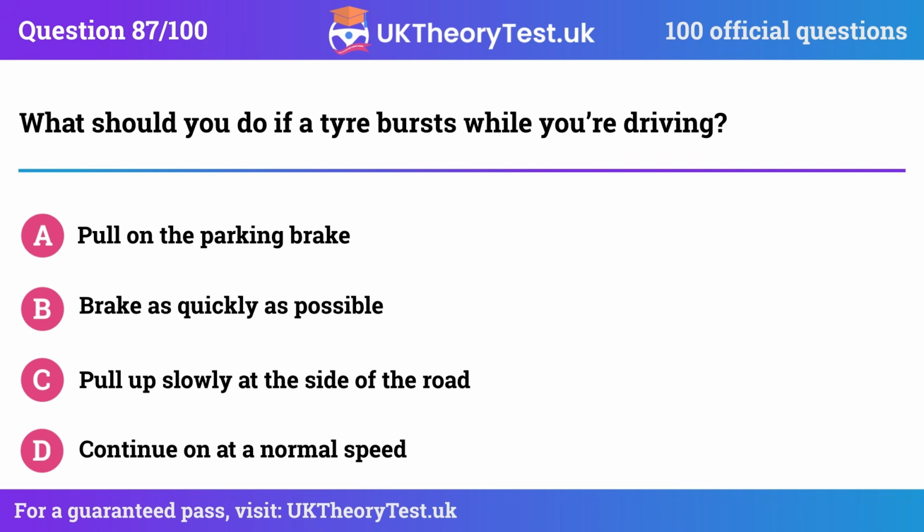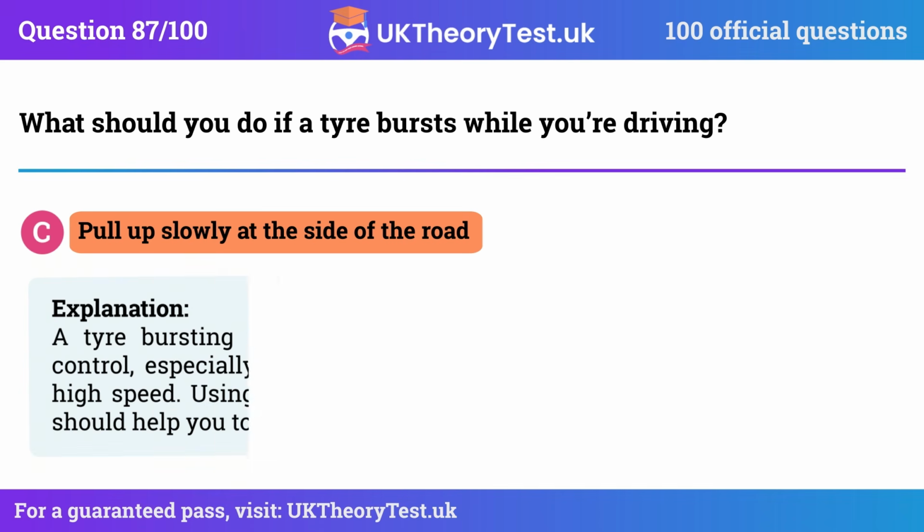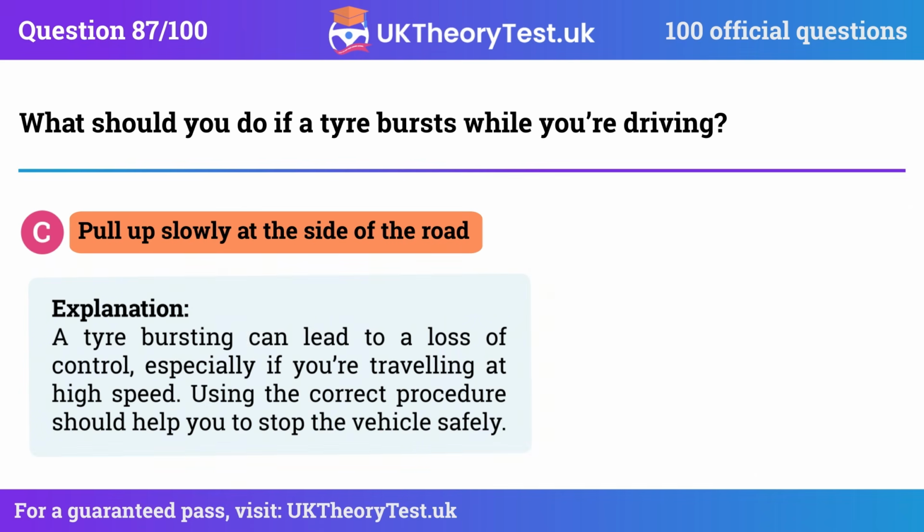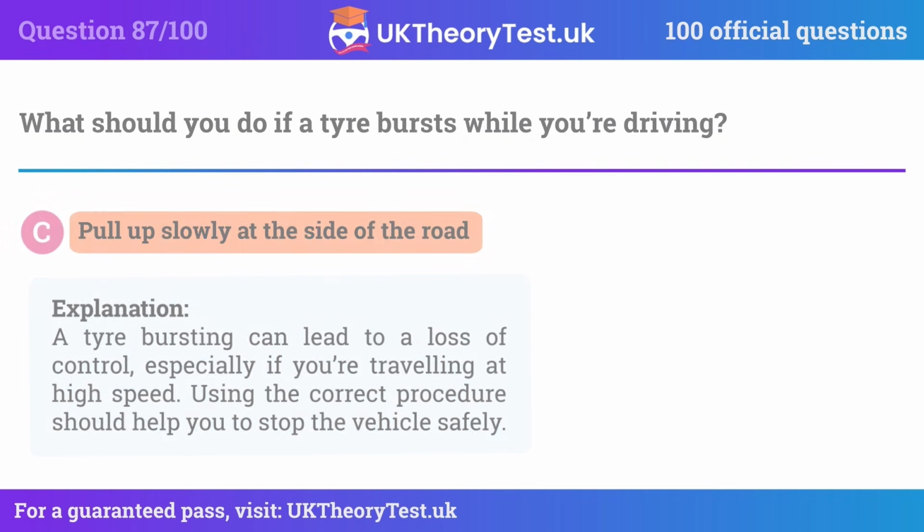The correct answer is C. Pull up slowly at the side of the road. Explanation: a tire bursting can lead to a loss of control, especially if you're traveling at high speed. Using the correct procedure should help you to stop the vehicle safely.